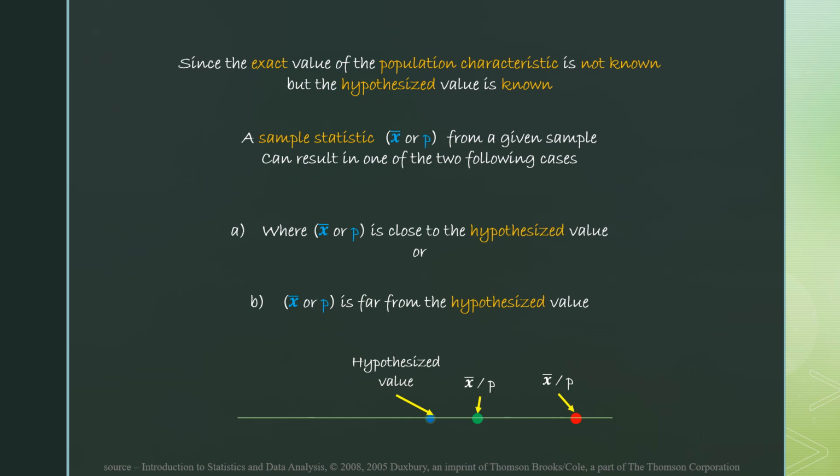We have chosen the values of x bar or p higher than the hypothesized value for illustration. They can as well be lower than the hypothesized value. Therefore, the discussion that we carry on from now applies both to sample statistics that are higher and lower than the hypothesized value.